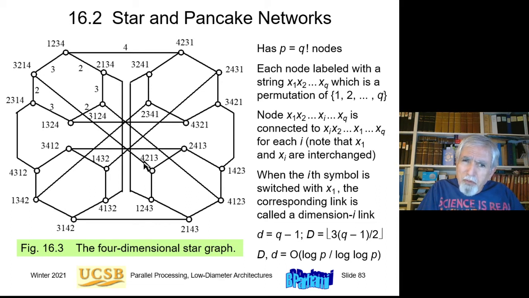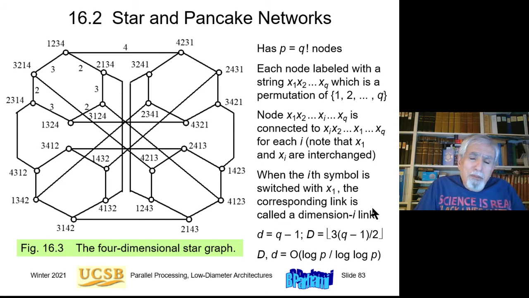Okay, if you switch 4 and 1, you get 1, 2, 4, 3. That's the dimension 3 link. I could have called them dimensions 1, 2, and 3, but 2, 3, and 4 is easier to remember because it depends on which symbol you switch for the first one. And finally, switch 4 and 3, you get 3, 2, 1, 4. And that's this node. So that's the dimension 4 link.